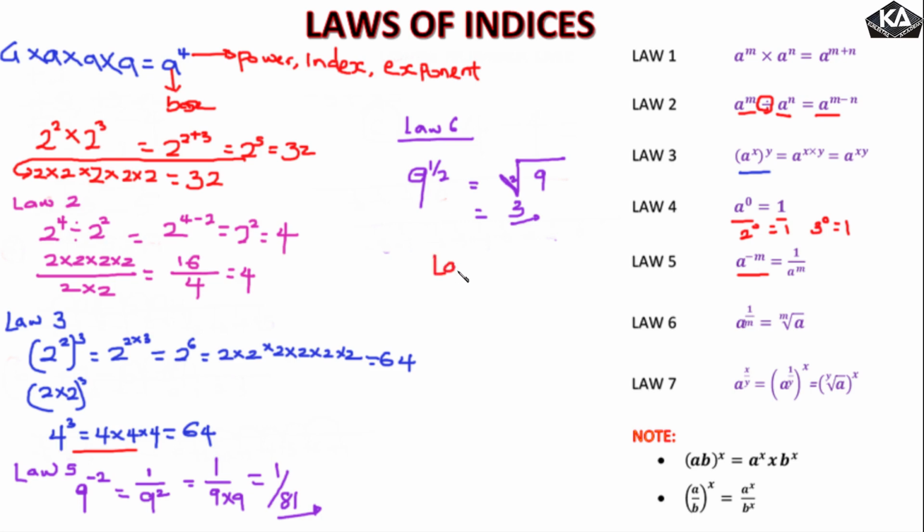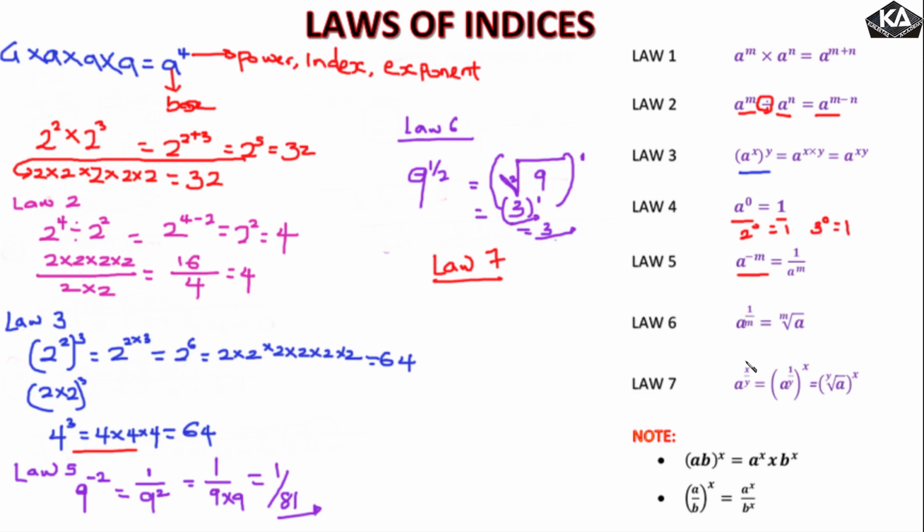Law 7. Law 7 is somewhat similar to law 6. We are still on fractional index. The reason I put this law 7 is so that it will not be confusing. In law 6, this one will not be of any effect, but it's also equally taking the shape of raising to power 1. Then 3 raised to power 1 is still 3. But law 7 will open our eyes better to what I'm trying to say.